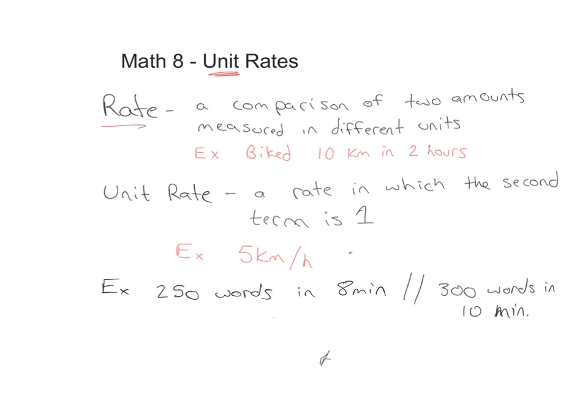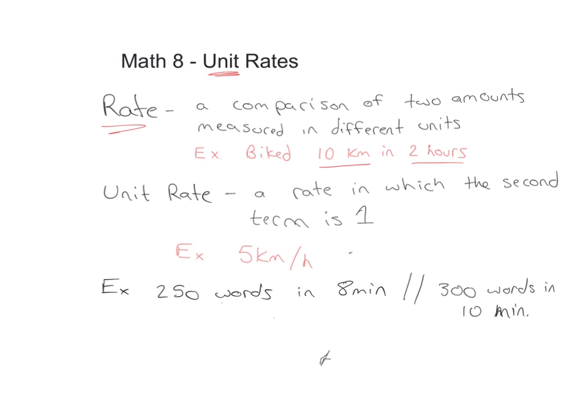So just a quick reminder, what is a rate? A rate is a comparison of two amounts measured in different units. So for example, if I was biking to school in the morning, I might say, I biked 10 kilometers in 2 hours. This is a rate. It's telling me my distance compared to my time. So 10 kilometers in 2 hours.